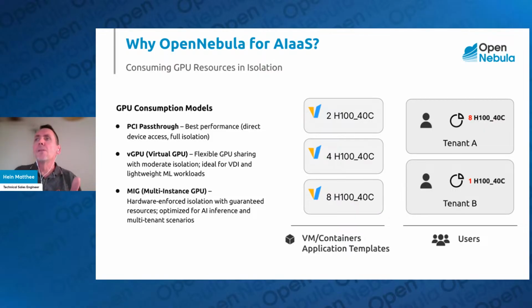So just to go back to my concept around leveraging GPU. There are different ways of consuming GPU resources. You can do PCI pass-through, so basically SR-IOV, passing through the resources from the hardware directly to the device, so full isolation. You can position it as a vGPU, which is flexible GPU sharing with moderate isolation, or multi-instance GPU, so hardware-enforced isolation with guaranteed resources.